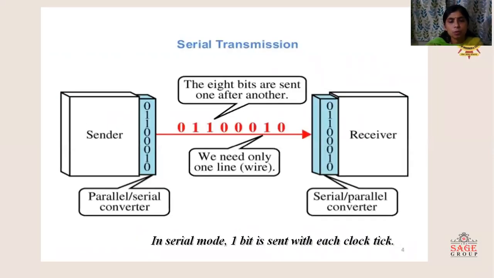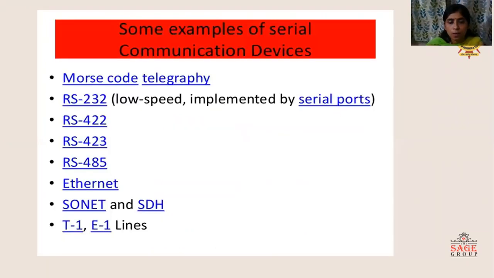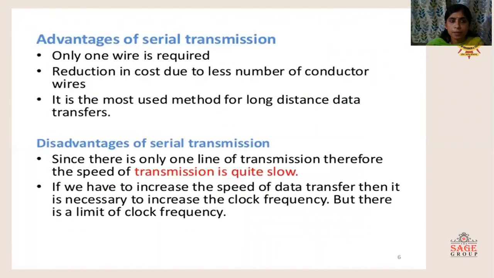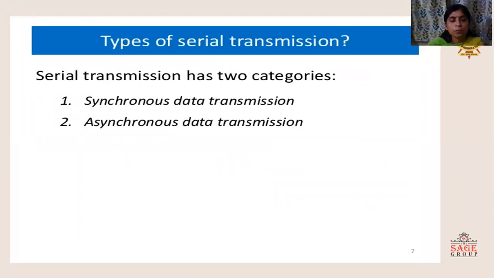Serial transmission has only a single bus, or we can call it a transmission media or a channel, between the transmitter and receiver. 8 bits are sent one after another. These are the different examples. Reduction in cost is the biggest advantage of serial transmission. But the disadvantage is that the speed of transmission is quite slow.